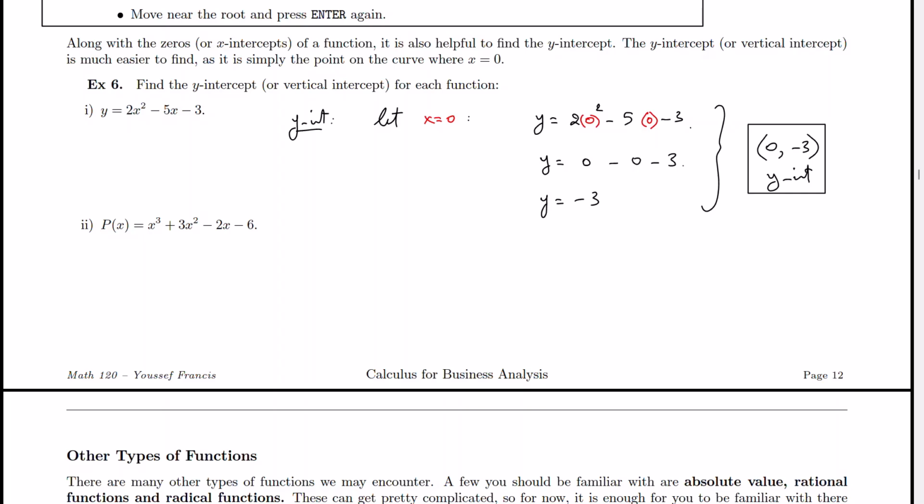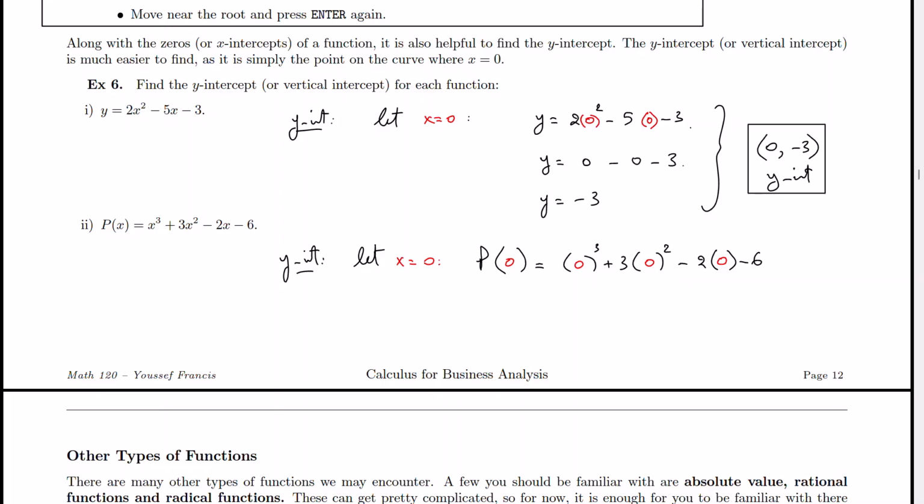So let's try it one more time with p of x, which is x cubed plus 3x squared minus 2x minus 6. I'm looking for the y-intercept, so I'm going to let the x coordinate be equal to 0 in my polynomial. Every time I see an x, I'm going to remove it and write 0 there. Next we have the x cubed, but we don't write x, we write 0 cubed. Next we have the 3x squared. I don't write the x, I write 0 instead. And finally, -2x minus 6. Again, replace x with 0 and calculate.